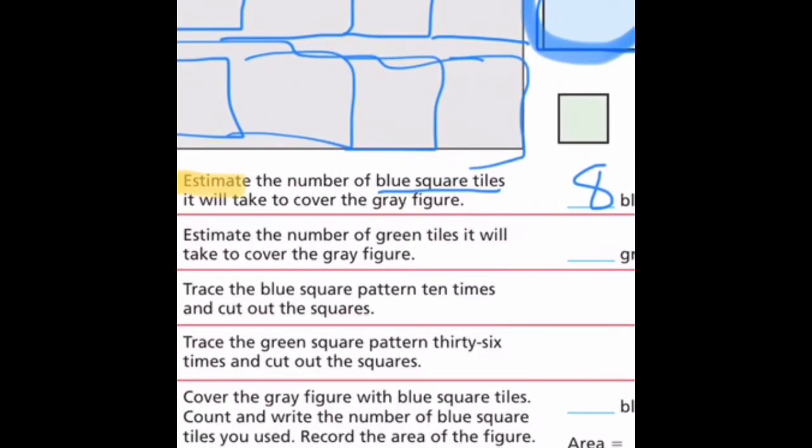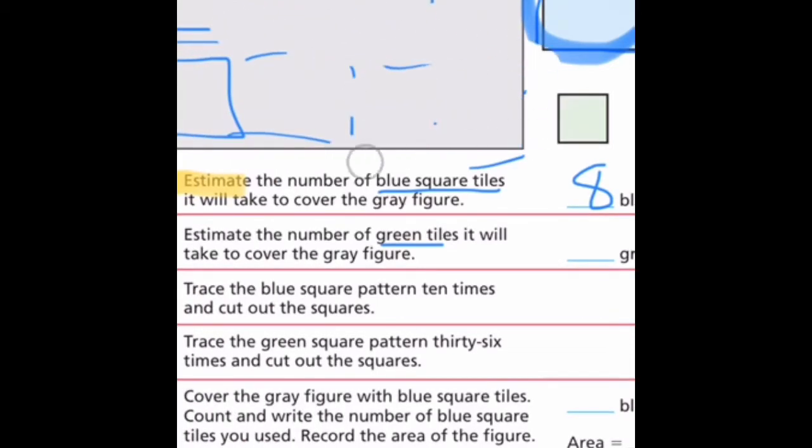And then the second step was how many green tiles will it take to cover that area. Let me erase everything here. How many green tiles? Well, that's even harder.